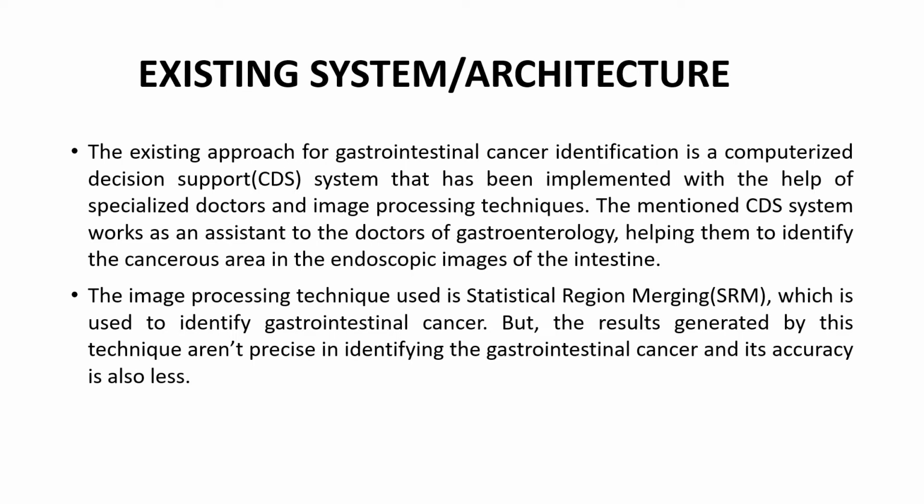Existing system. The existing approach for gastrointestinal cancer identification is a computerized decision support system that has been implemented with the help of specialized doctors and image processing techniques. The mentioned computerized decision support system works as an assistant to the doctors of gastroenterology, helping them to identify the cancerous area in the endoscopic images of the intestine. The image processing technique used is statistical region merging (SRM), which is used to identify gastrointestinal cancer. But the results generated by this technique are imprecise in identifying the gastrointestinal cancer, and its accuracy is also less.